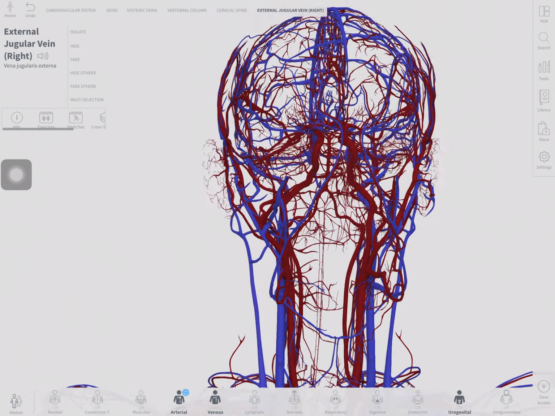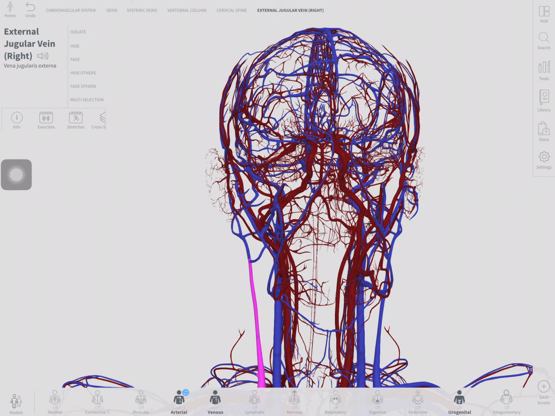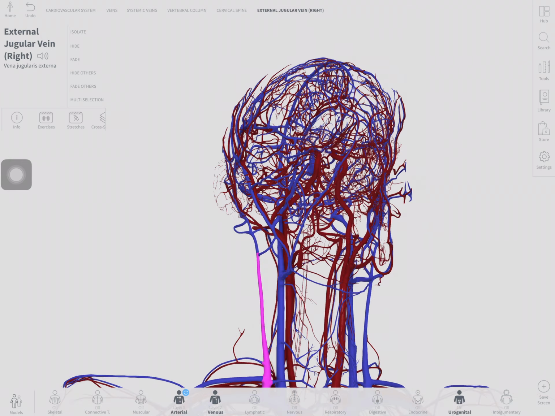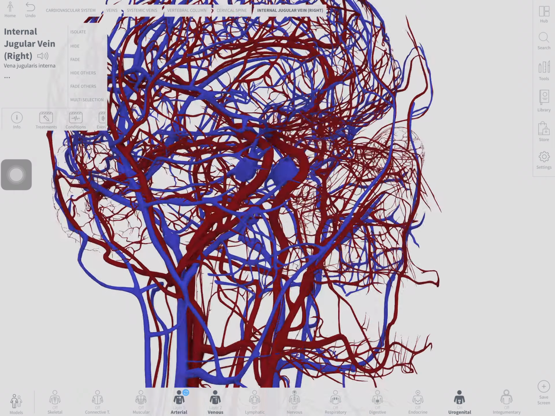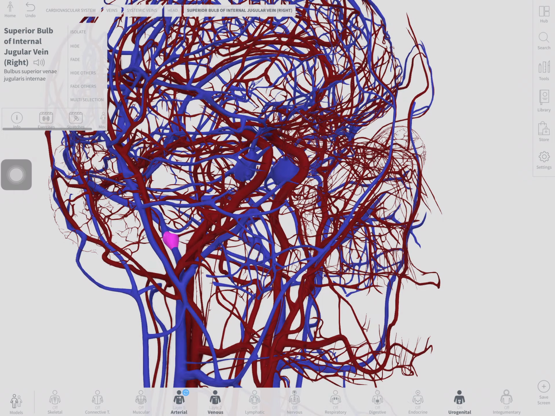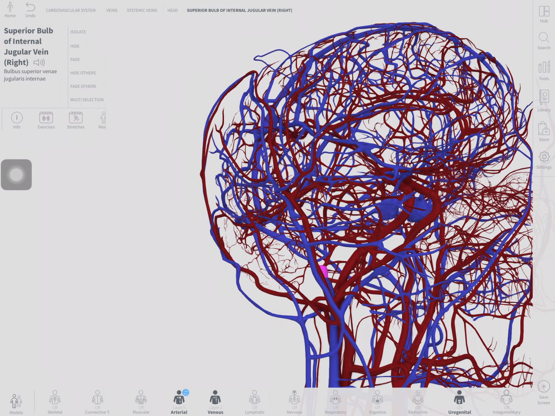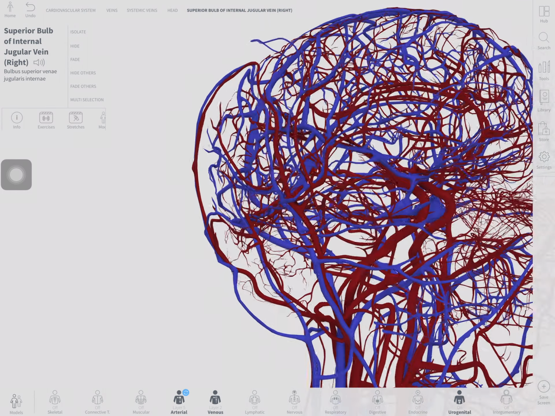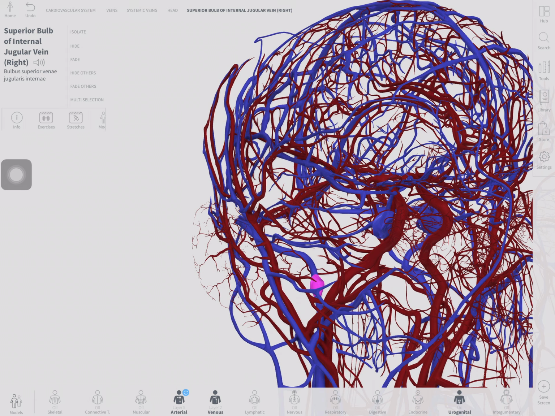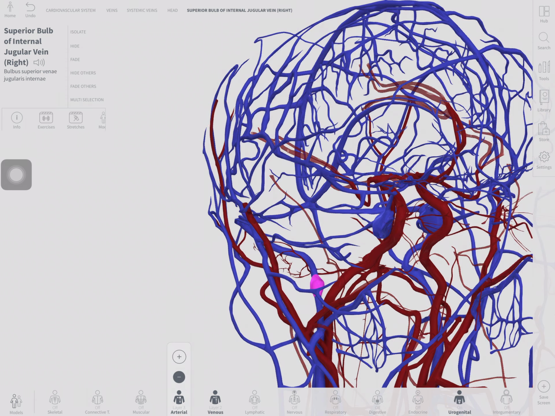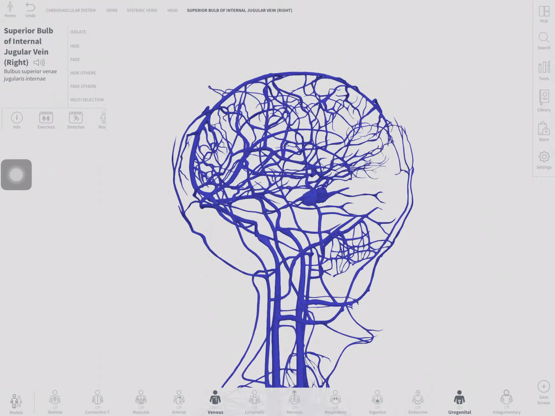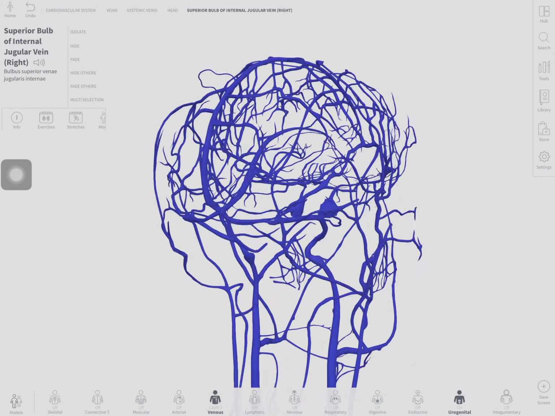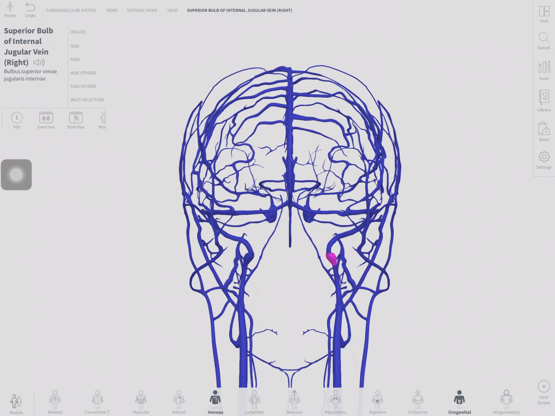The external jugular vein drains all the blood from the face, whereas the internal jugular vein is formed by this jugular bulb. This is the jugular bulb, and inside the brain, there are dural venous sinuses, which collect the venous blood in the brain.